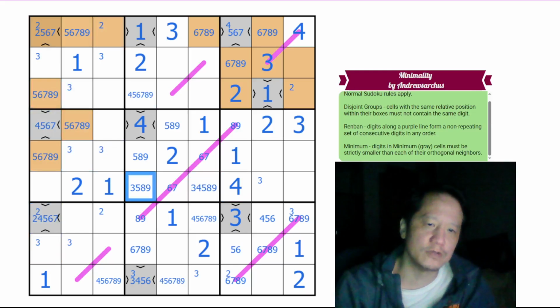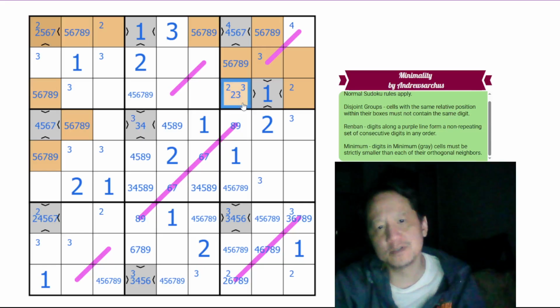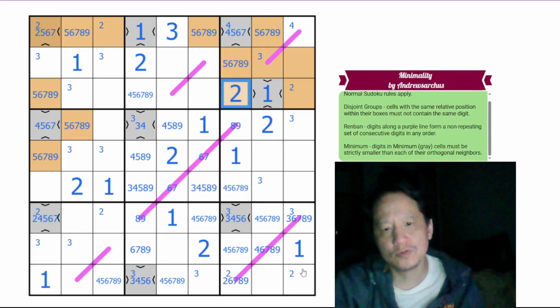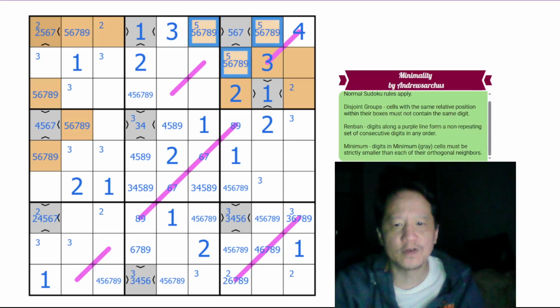But can we extend that further, is the question. So what happens if this is 2? This becomes 3 and 4. Can we extend that the whole way? So no 5 here.